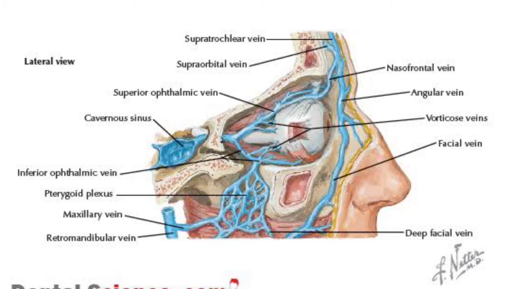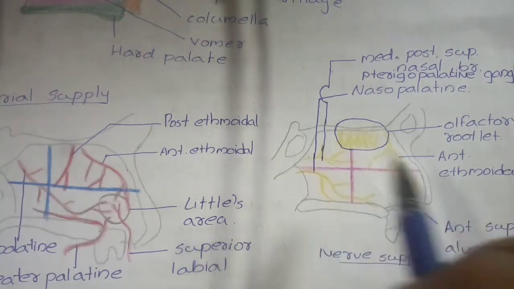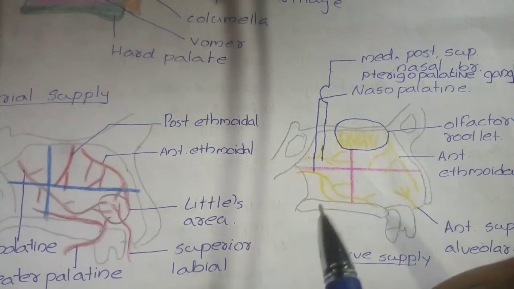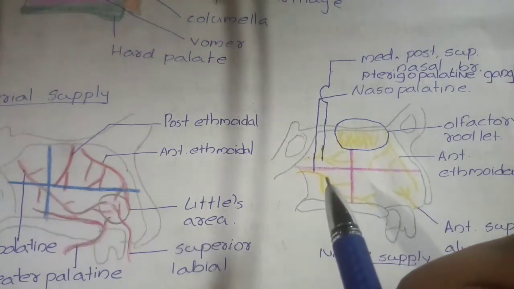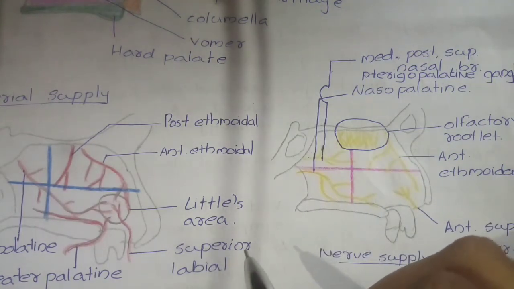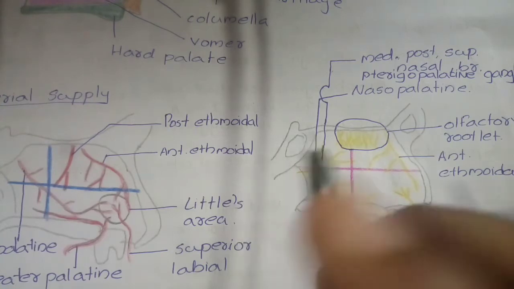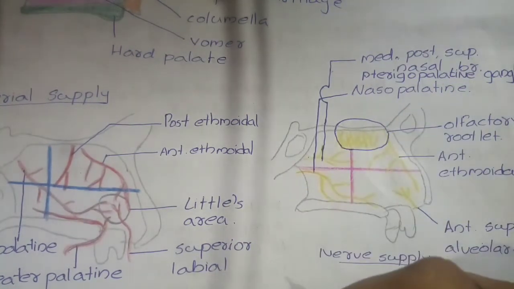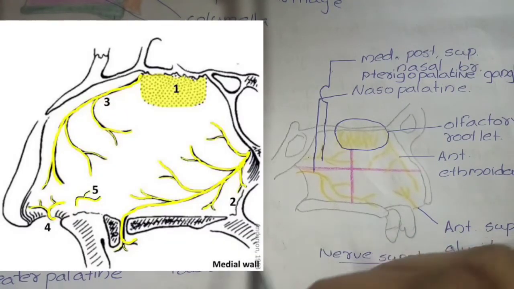The nerve supply of the nasal septum. For this topic also, we need to divide the nasal septum into 4 parts, that is anterior superior part, anterior inferior part, posterior superior part and posterior inferior part. The nerve supply is divided on the basis of general sensory nerve and special sensory nerve. The general sensory nerve arises from the trigeminal nerve and is distributed to the whole of the septum.